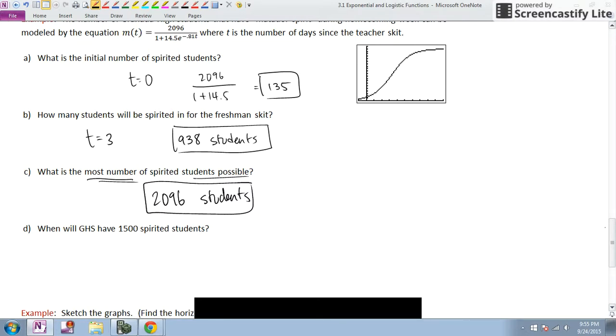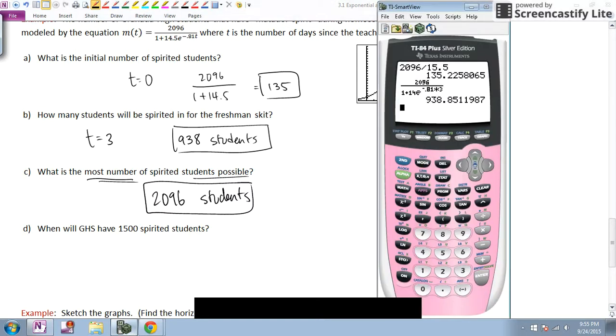Now, that might scare some of you. There's a couple of ways I could think of doing that. I could graph it and find the table. In fact, that's what I'll do. I'm going to put this in Y1. I'm going to turn my stat plot off because I don't want that to mess up anything. So I'm going to put 1,500 in Y1.